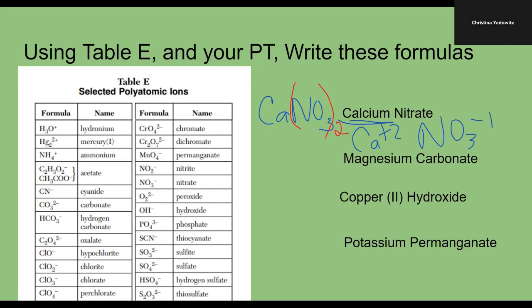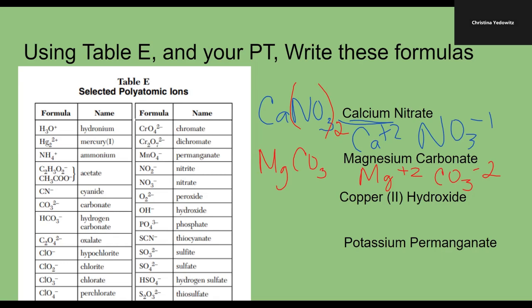Okay, same thing for magnesium carbonate. Mg has a +2 charge. Carbonate I have memorized, it has a -2 charge. These guys are already balanced, so I'm just going to write MgCO3. Here, I don't need parentheses because I only have one carbonate, so no one's going to be confused about what I mean.